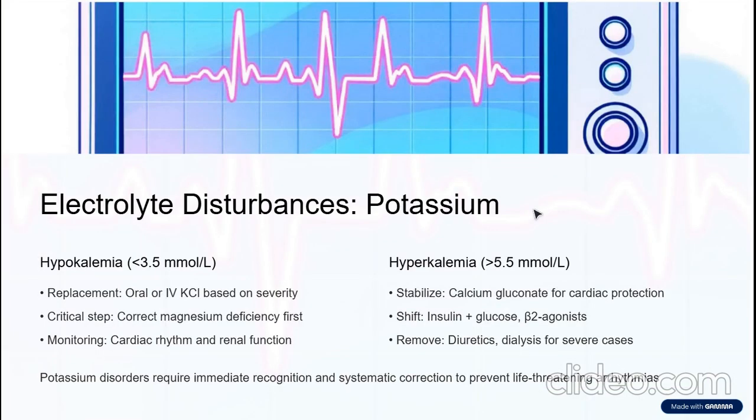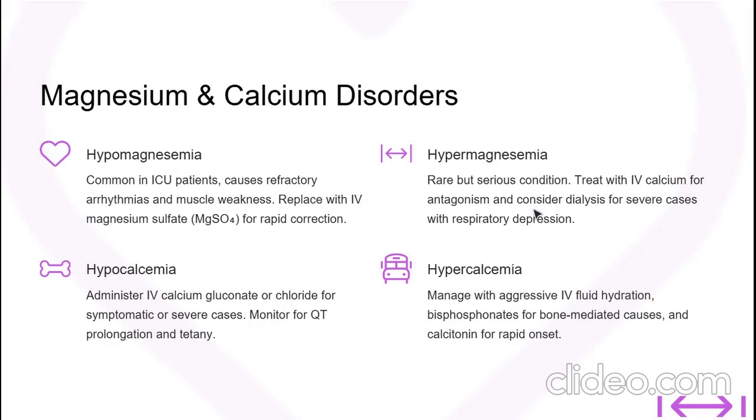Hypokalemia, defined as potassium levels below 3.5 millimoles per liter, requires oral or intravenous potassium chloride replacement, prioritizing magnesium correction. Monitor cardiac rhythm and renal function closely. Hyperkalemia, with levels above 5.5 millimoles per liter, necessitates calcium gluconate for cardiac protection, insulin with glucose, and beta-2 agonists to shift potassium, and diuretics or dialysis for removal in severe cases.